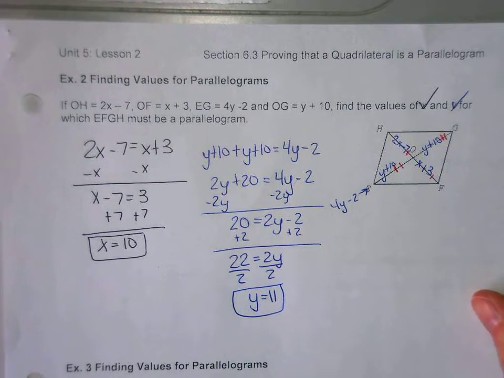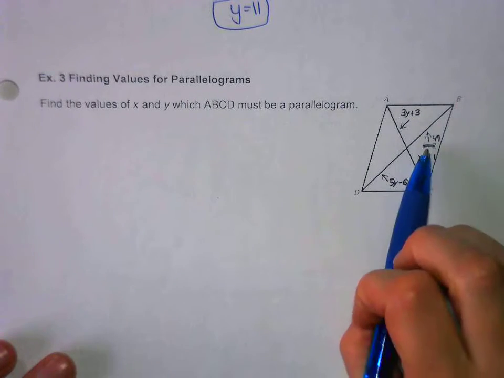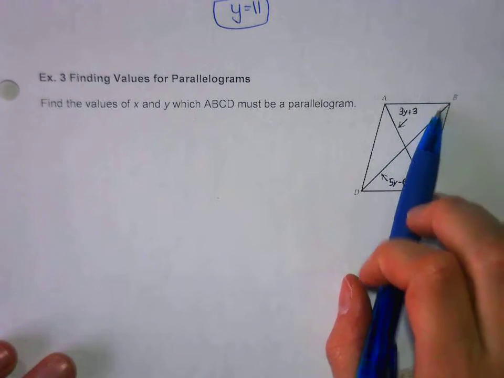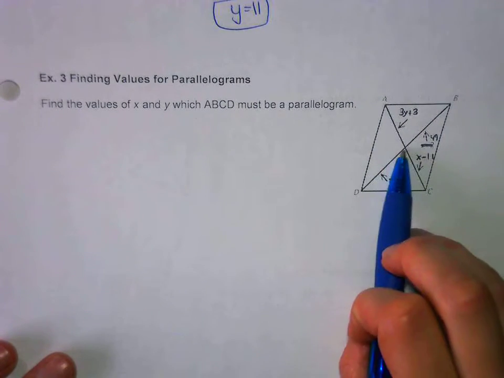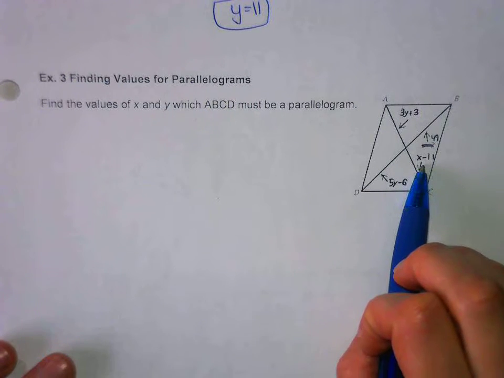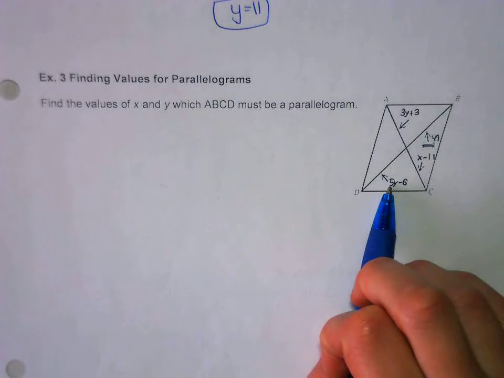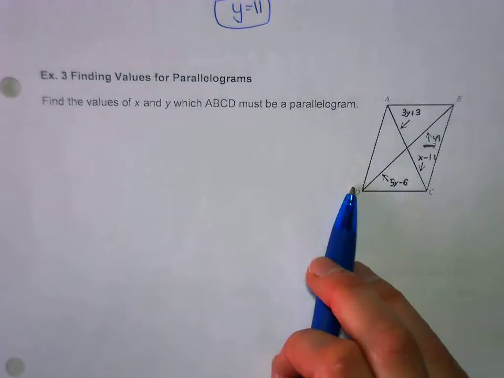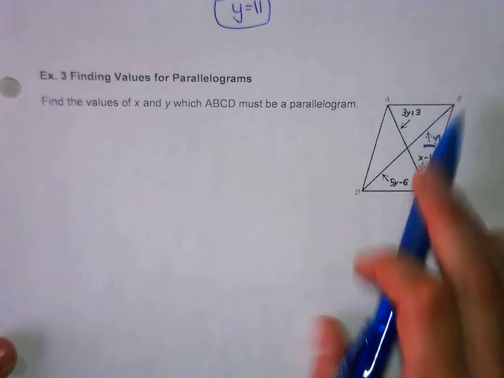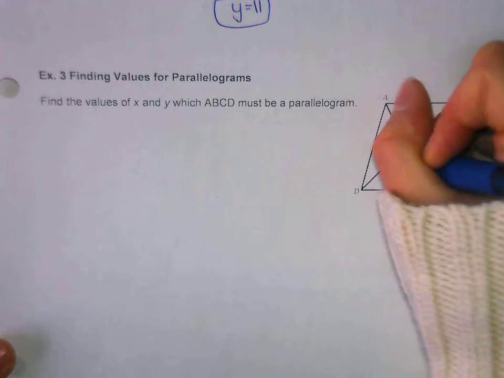Now we can look at example number 3. With example number 3, I changed this part of my diagonal to be 49. This one is 3y plus 3. This part of my diagonal is x minus 11. And this part of my diagonal right here is 5y minus 6. I'm looking to see that ABCD is a parallelogram, so again that means my diagonals are being bisected. So these two segments are congruent and these two segments are congruent.